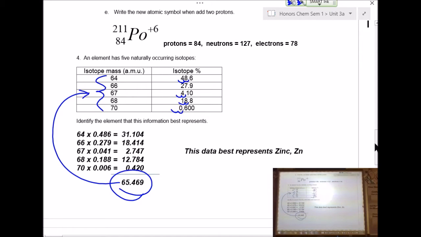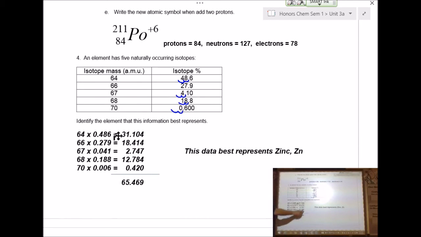So always do your check. Always evaluate your answer. First things first, make sure that the number you get actually does fall between the 2. And then the next thing you want to do is ask yourself, okay, where's the heaviest or highest percentage? Well, for 64, it's the highest percentage, so our answer should be closer to that 64, and it is. So once you get that value, then go to the periodic table and ask yourself, which mass does that best represent? And zinc was the closest one. Okay.